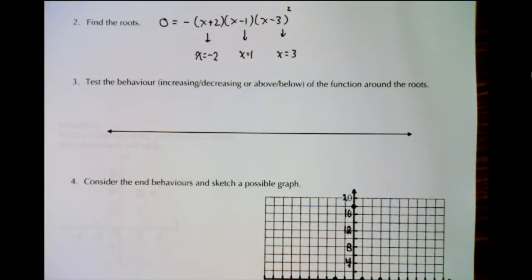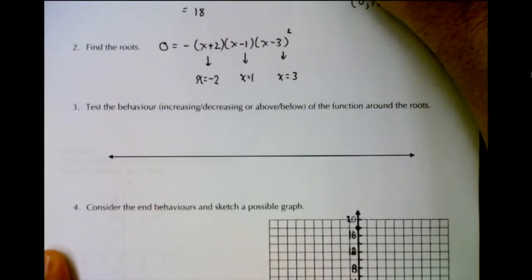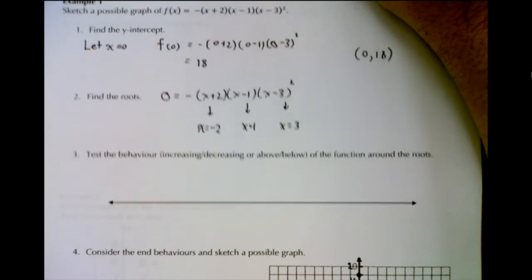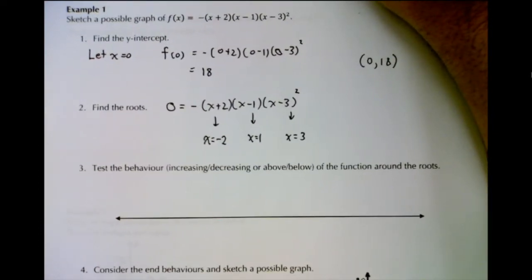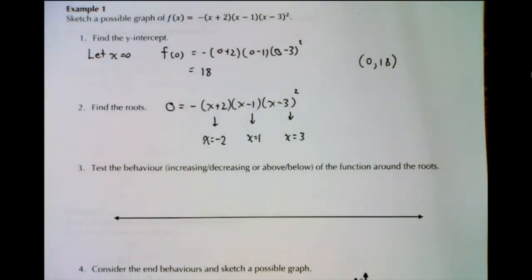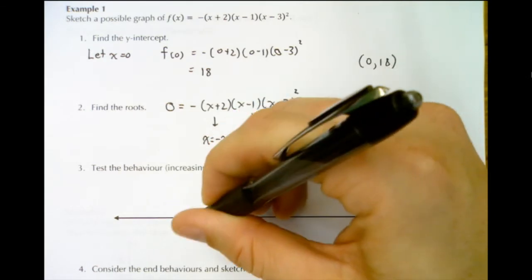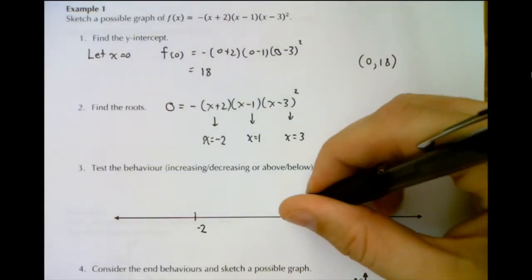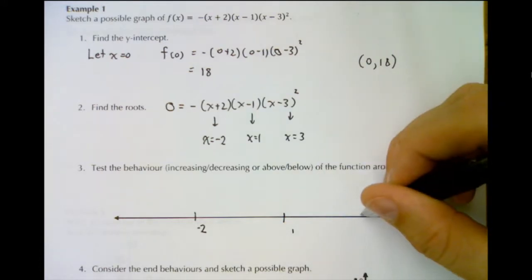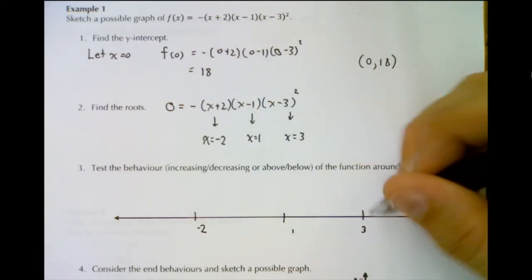And now to sketch, we're going to use these points, and we're going to use what we know about polynomial functions to come up with a sketch. And the way we can do that is, well, we can test behaviors around our x-intercepts to see if the graph is above or below the x-axis on those values. So we know the graph should be passing at negative 2, at 1, and at 3. These are our x-intercepts.